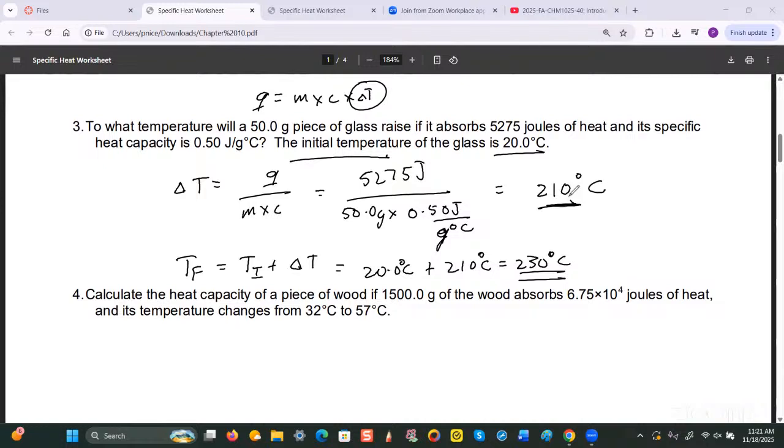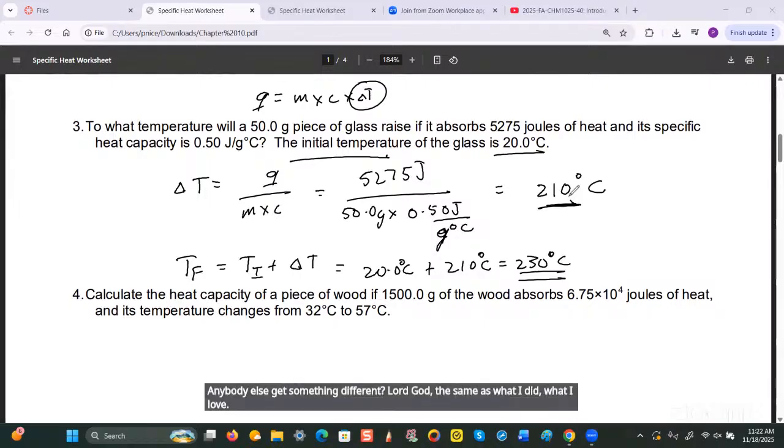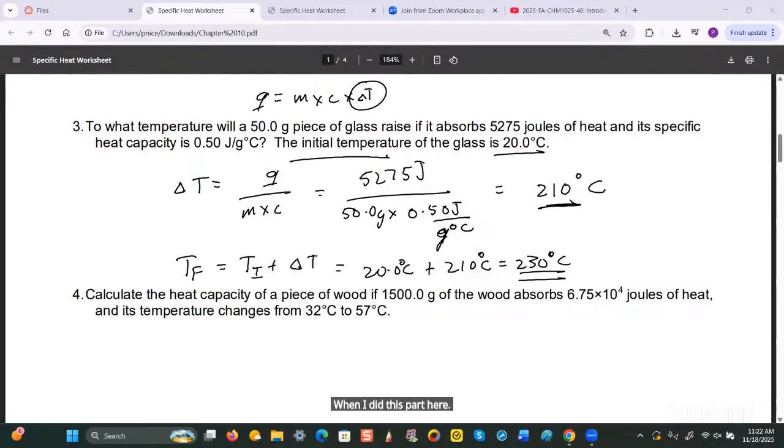Anybody else get something different? Or got the same as what I did, what I got? When I did this part here, the answer I got on my calculator display was 211. And then I rounded it off to 2 sig figs. Okay, any other question about it?